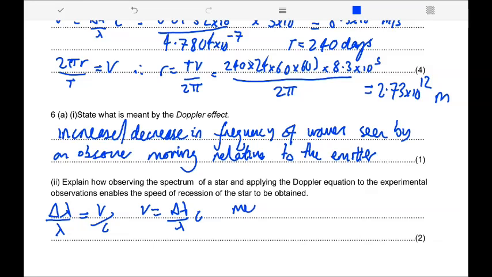And how do we get lambda? Well, we can measure lambda, the base wavelength, in a lab, for example, and we get the raw value, and then we can measure the equivalent lambda observed from the star with a telescope or spectrometer or similar.